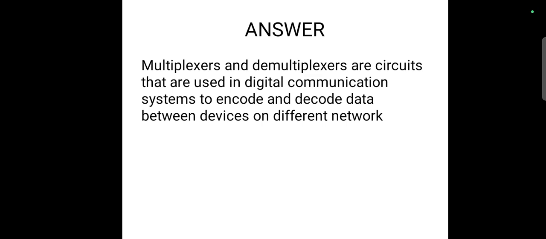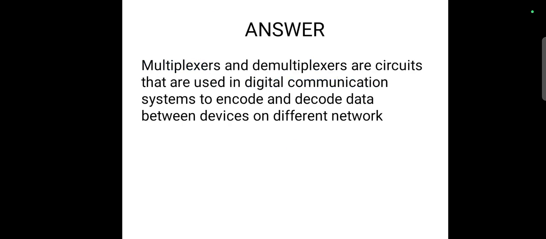And finally we have one quiz question here. Why are multiplexer and demultiplexer needed in a combination circuit? The answer is multiplexers and demultiplexers are circuits that are used in digital communication systems to encode or decode data between devices and different networks. This is the major application or major principle of operation of a multiplexer.